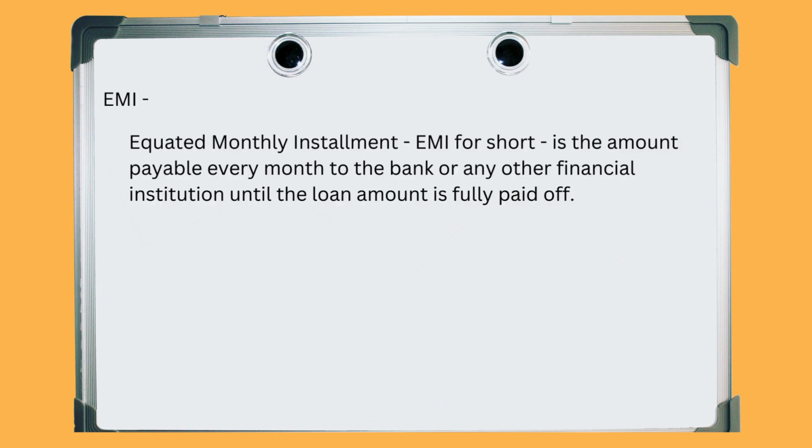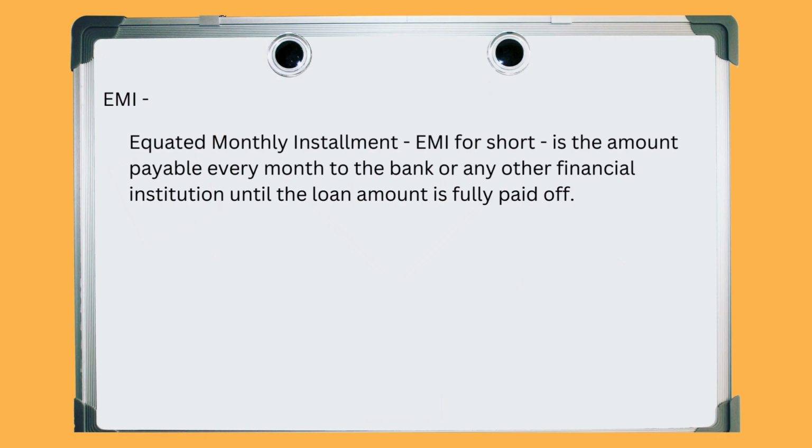Now let's calculate the EMI. EMI is nothing but the equated monthly installment. Whenever you take any loan from any bank or financial institution, you are going to repay it in terms of monthly installments, right? So that monthly installment is called an equated monthly installment, or EMI in short form.